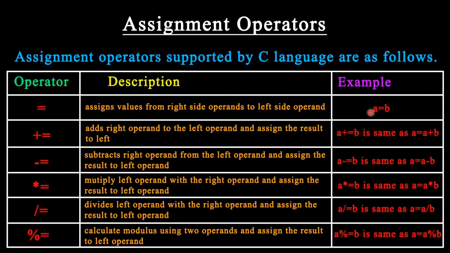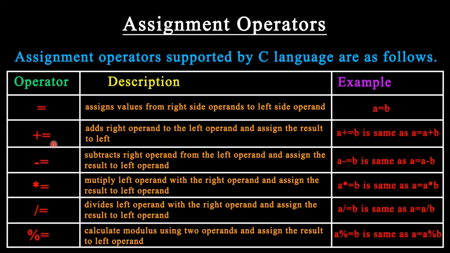That means if I write A equals B, now suppose B has a value 20 and A is empty, A doesn't have anything inside it. So if I write A equals B, that means if B is 20, then this 20 value will be carried to A. So now the value of A is also 20.